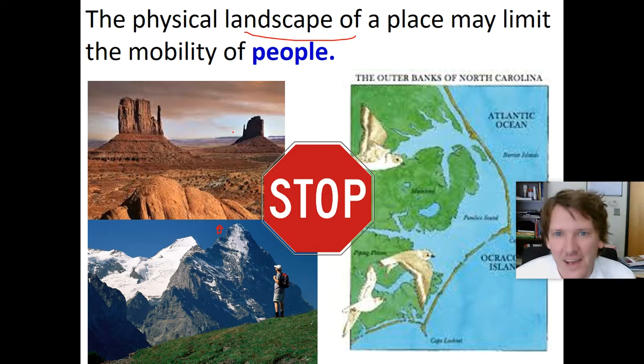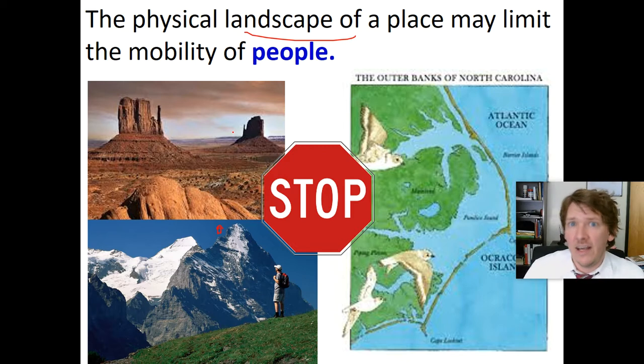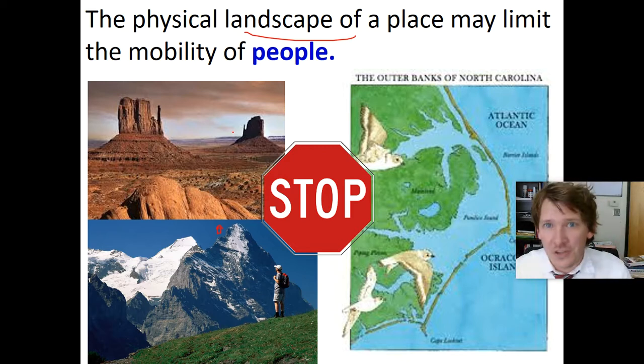Physical landscape is going to place limits of mobility on people. It's going to limit the spread of ideas. It just basically, the earth tells us where we can and cannot live.